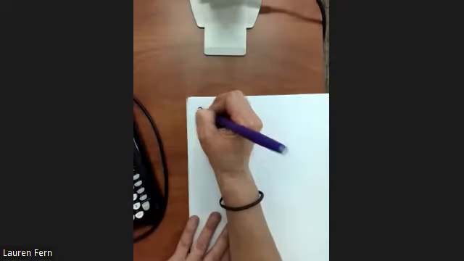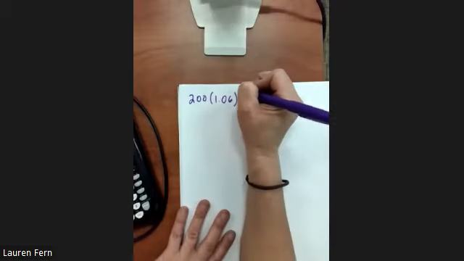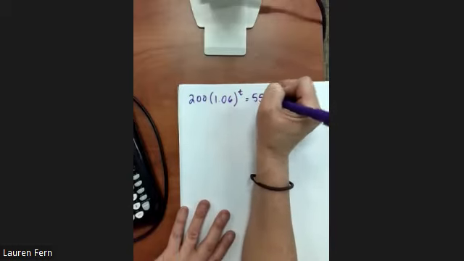So what if I want to solve this? 200 times 1.06 to the power of t is equal to 550.